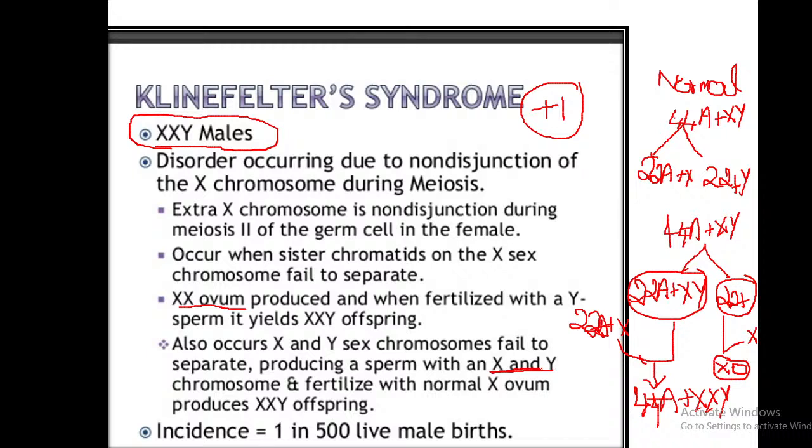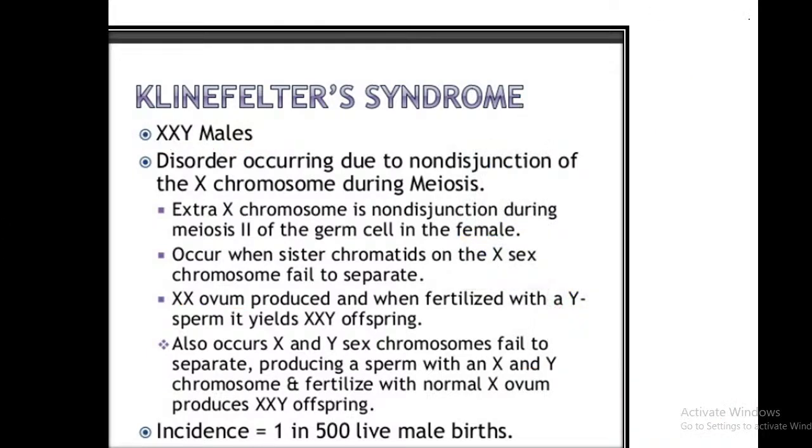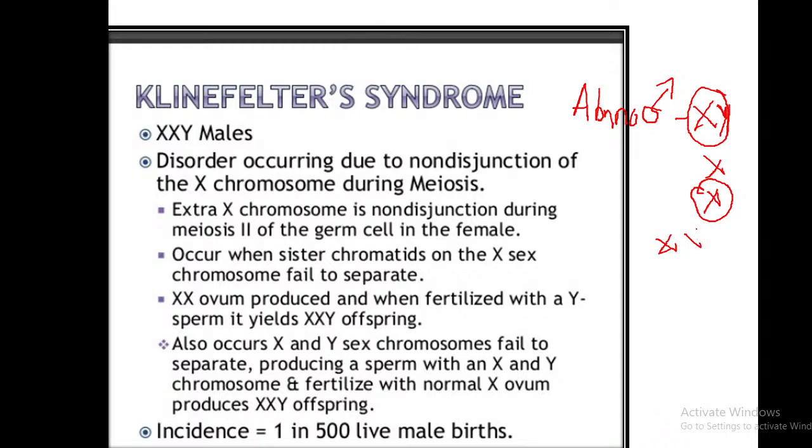In females, non-disjunction results in the production of XX gametes, and in males it produces XY sperms. If these fuse with a normal gamete, that will result in Klinefelter syndrome. So if the male gamete is abnormal, it will be XY, and when fused with X, it will result in XXY. That is how Klinefelter syndrome occurs.